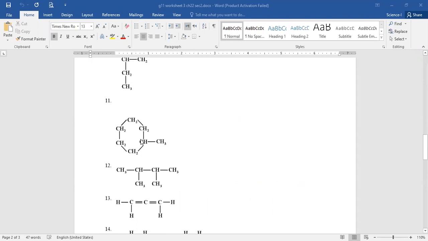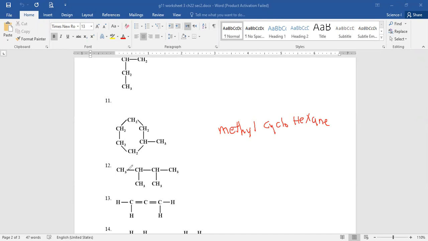So here, how could we name this? Also, we have a ring made of 6 carbons, so it will be hexane, and as it's a ring, we are going to call it cyclohexane. And here we have this methyl group, so we are going to say methylcyclohexane. Then let's pass to question number 12. So here 1, 2, 3, 4.